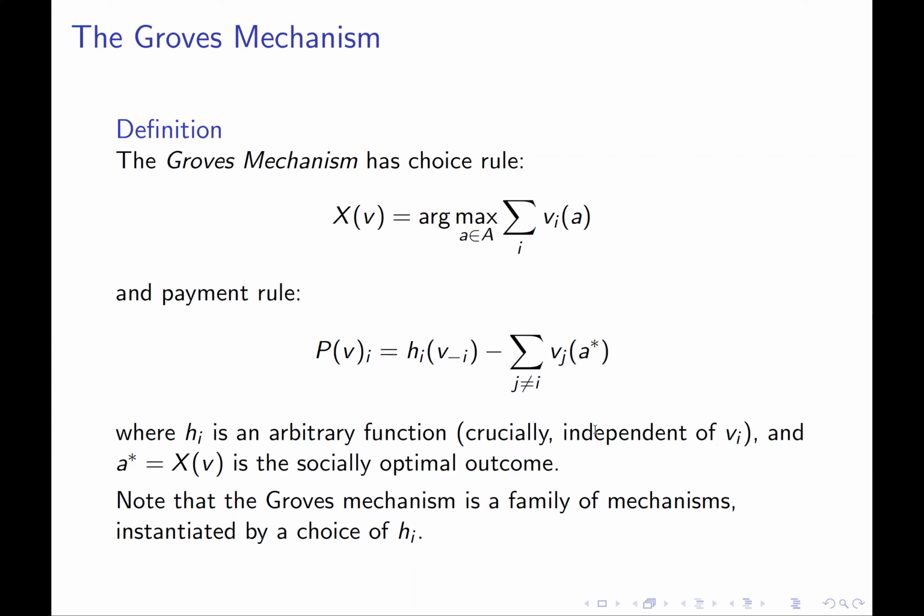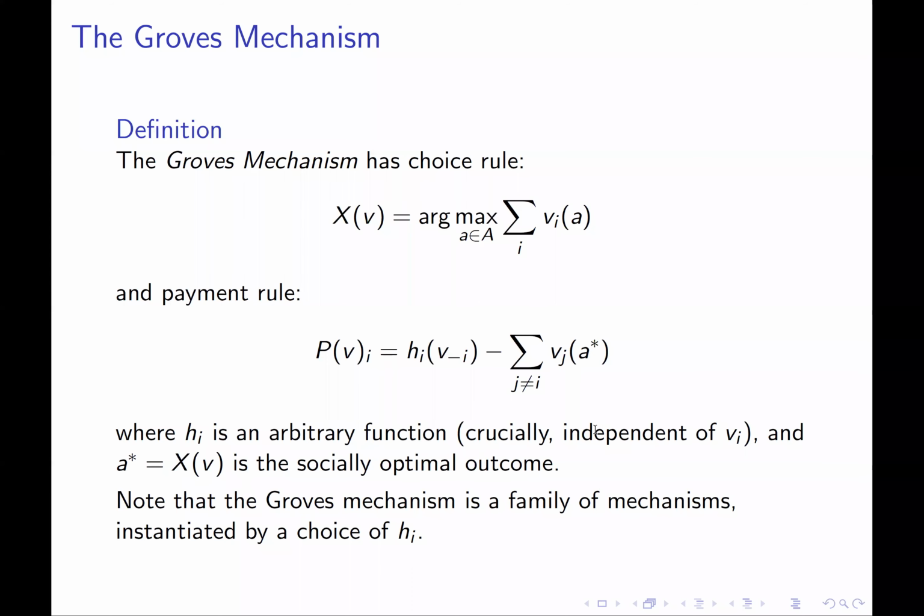And the idea is the following. The amount of money that we're going to ask agent i to pay is equal to some function h of everybody else's bids. It doesn't matter what h is. The crucial thing is that whatever h is, it depends on everyone else's reported valuations, but it does not depend on the report of agent i. We'll ask him to pay h of everyone else's bids minus the sum over all of the players other than agent i of their value for the alternative that was actually selected.